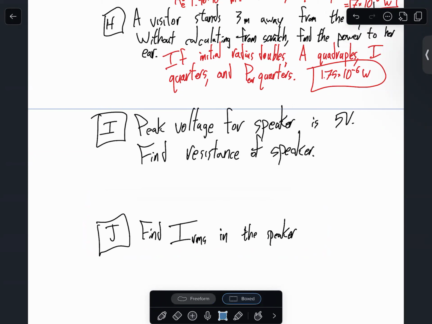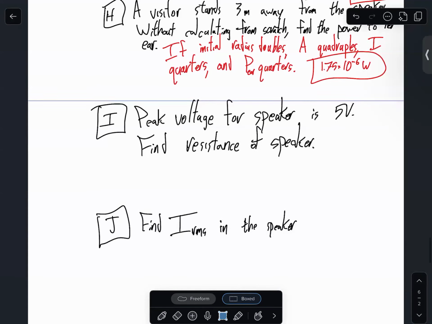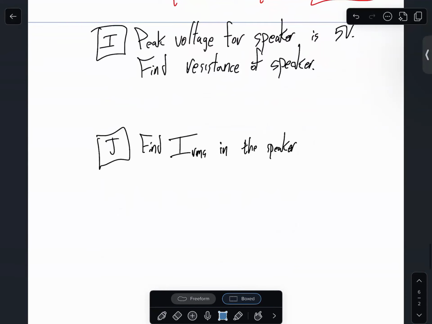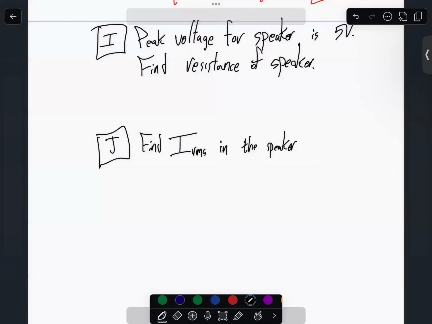Yeah, I think it's 5 watts. Yeah, no, that's what the manufacturer said. And the resistance of the speaker in the first case, and the RMS current in the second case.